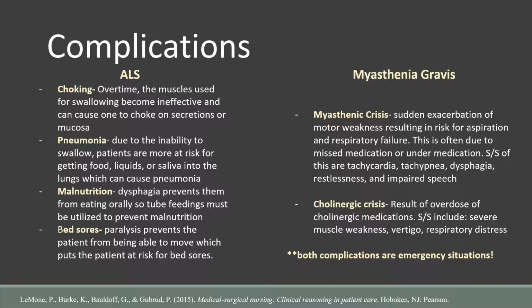Complications for myasthenia gravis is the myasthenic crisis, which is a sudden exacerbation of motor weakness resulting in risk for aspiration and respiratory failure. This is often due to missed medications or under medication. Signs and symptoms of these are tachycardia, tachypnea, dysphagia, restlessness, and impaired speech. Additionally, a complication could be a cholinergic crisis. This is a result of overdoses of your cholinergic medications. Signs and symptoms include severe muscle weakness, vertigo, respiratory distress. It is important to note that both of these crises are emergent situations.